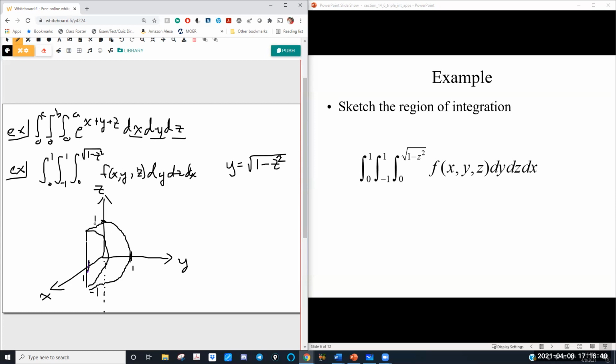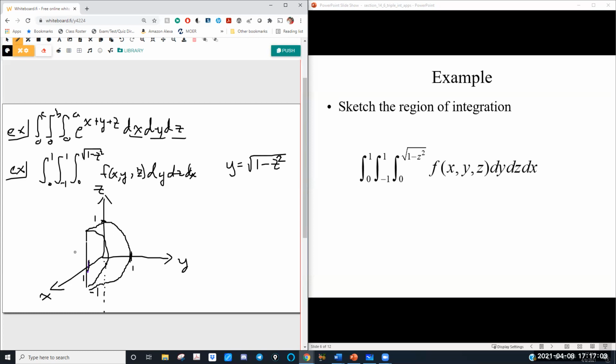We get the half circle in the YZ plane, and that's because of these first two sets of limits. That's what's telling us the half circle. And then we get this thickness or the height of the cylinder because X goes from 0 to 1. So that would be the region of integration for these given limits.